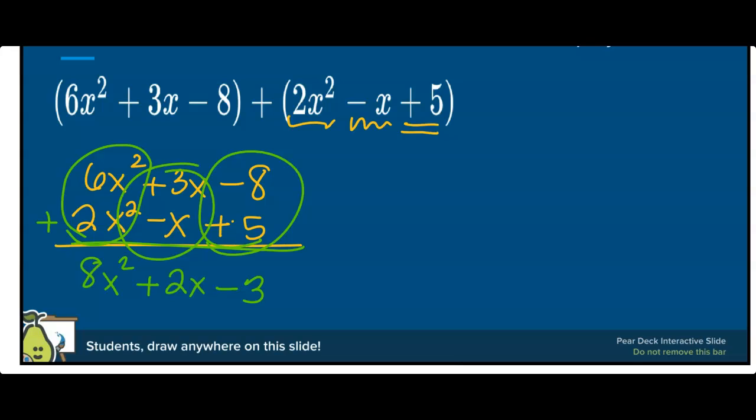I see that I'm going 2, 1, 0 for my variables. So that is in standard form. And it's once again a quadratic trinomial.